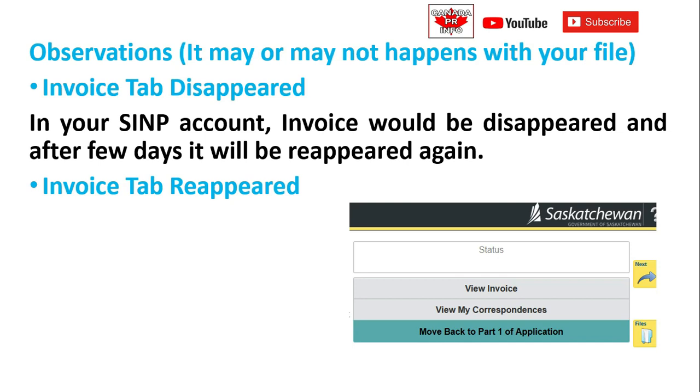Okay, now there are a few observations that will help you to understand your SINP application status. It may or may not happen with your file. So the first observation is that in your SINP account, the invoice tab will disappear, and after a few days it will reappear again. It means that this tab will be gone from your account for a few days, and after that it will reappear. So you can keep a close watch on the invoice tab to observe the movement of your SINP application. And it might be because they are checking the details about your payment.